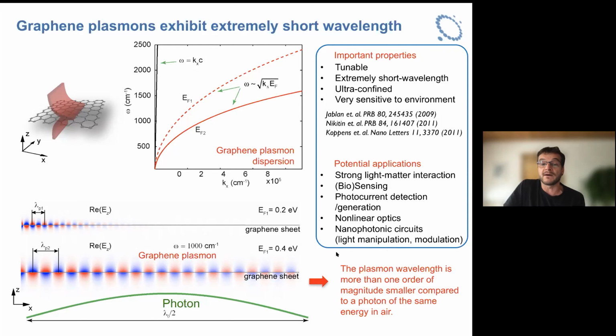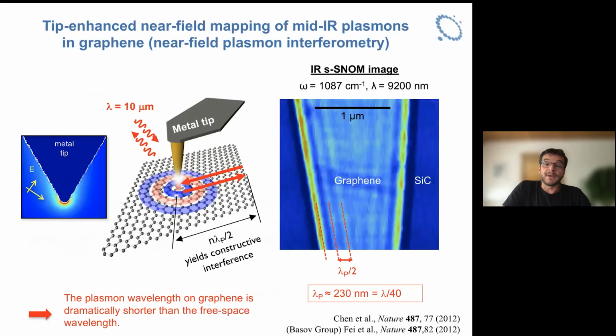Just want to point out this possibility of shrinking light is something that attracts an enormous amount of interest because of potential applications in the future. So the problem now is how to excite and visualize these waves. As I said, they are deep sub-wavelength scale, and with a normal light microscope, we could not see or image these waves. But this is what we want to do.